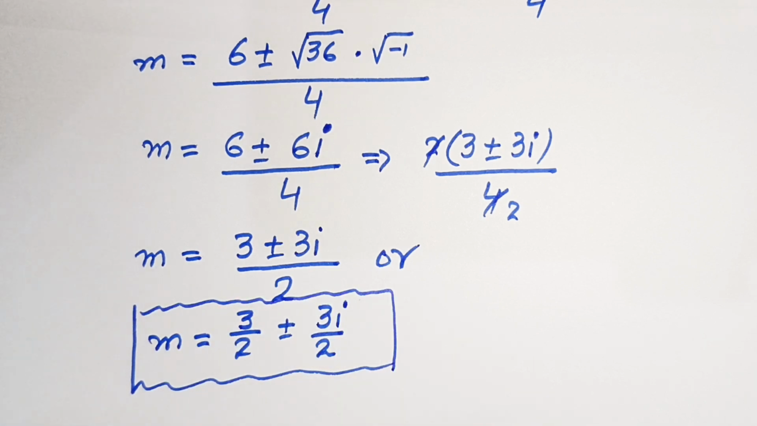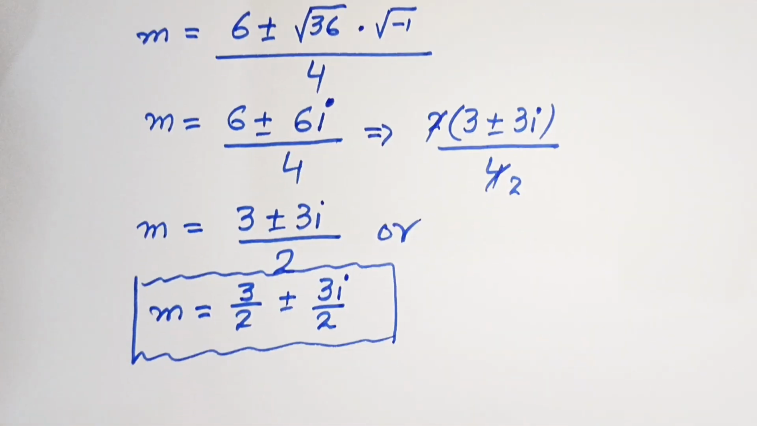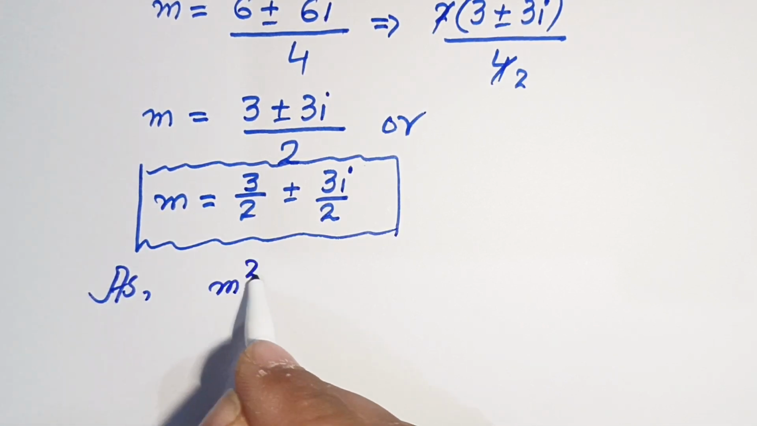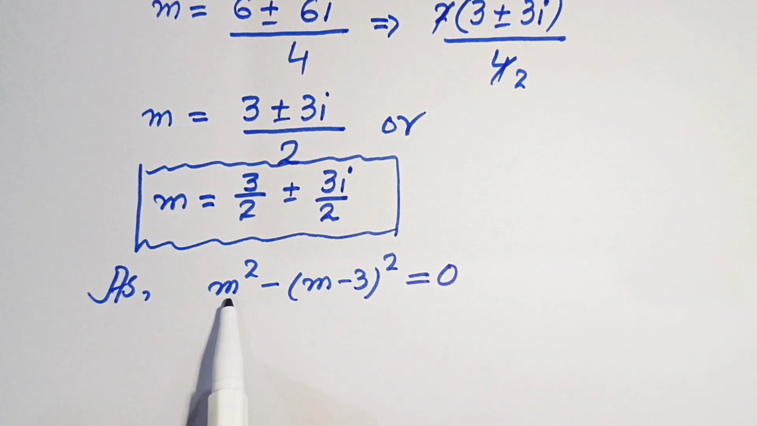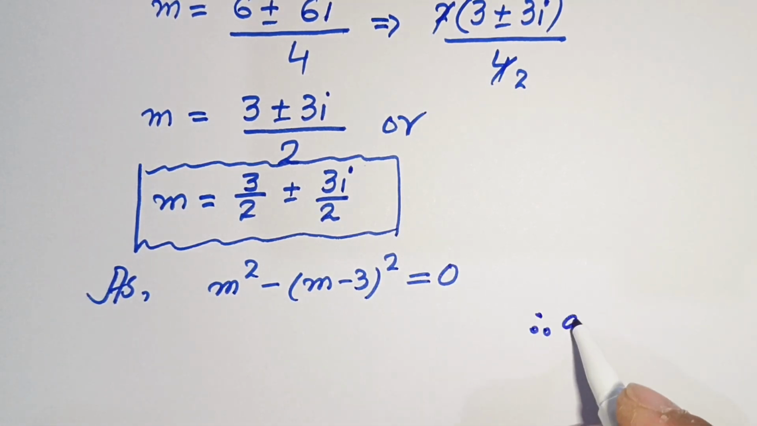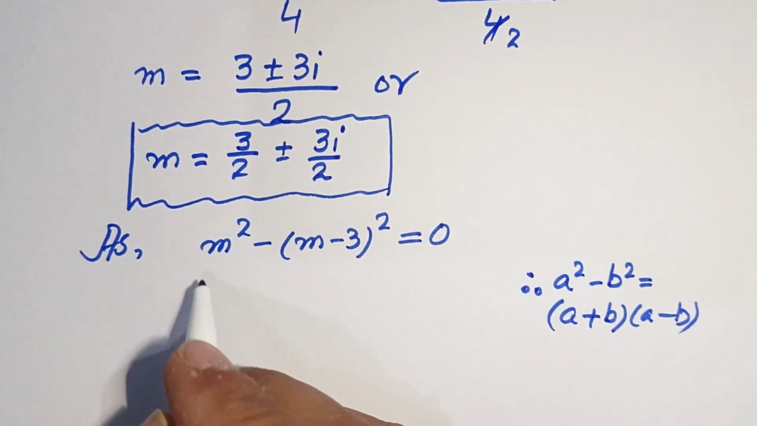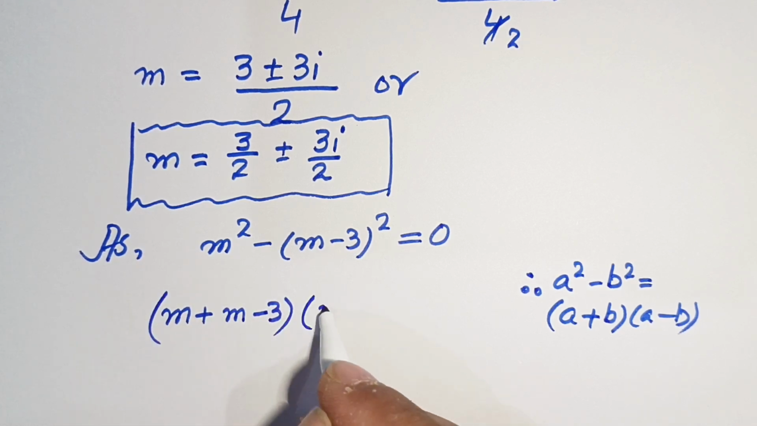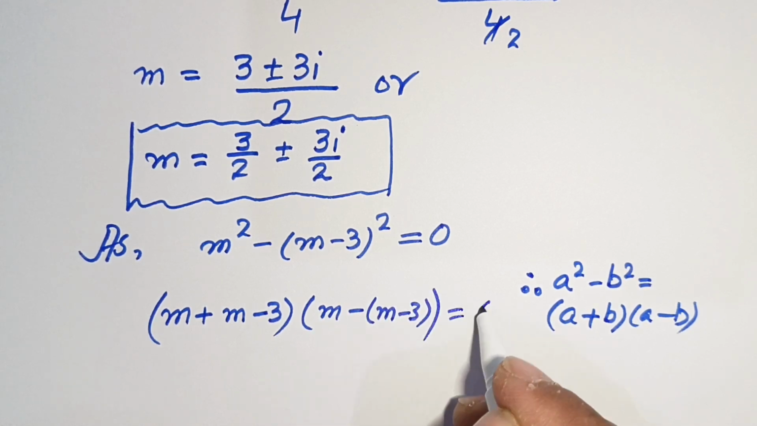Now we have another case, that is, m squared minus m minus 3 whole squared is equal to 0. So using case number 2, m squared minus (m minus 3) whole squared is equal to 0. Now here it is a squared minus b squared, so we know that a squared minus b squared is equal to a plus b times a minus b. So it will be m plus m minus 3, and similarly m plus and minus m minus 3, which is equal to 0.